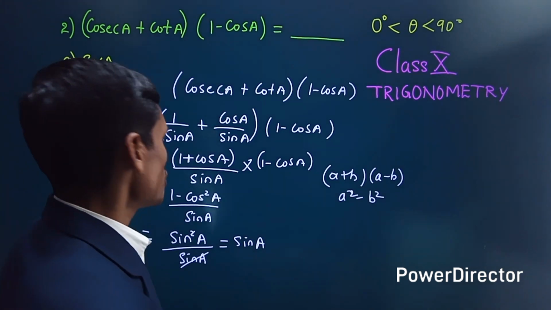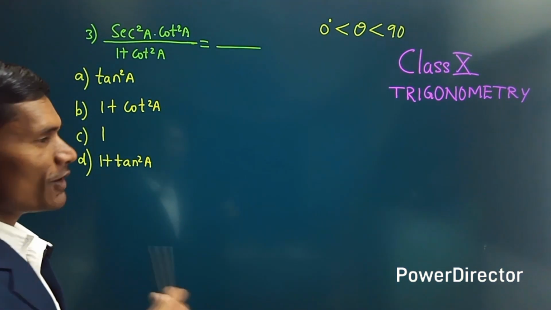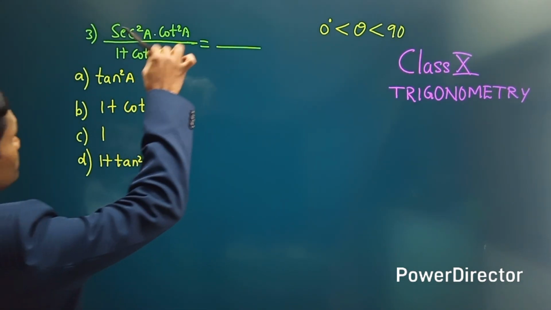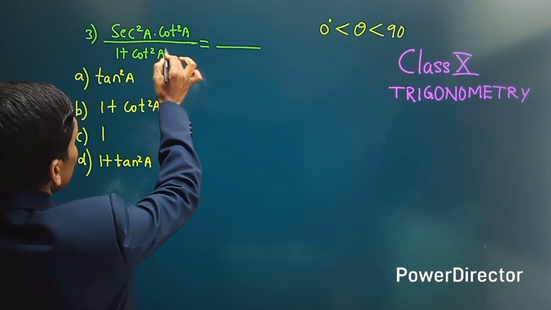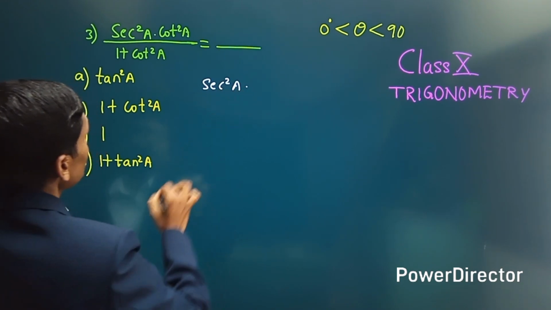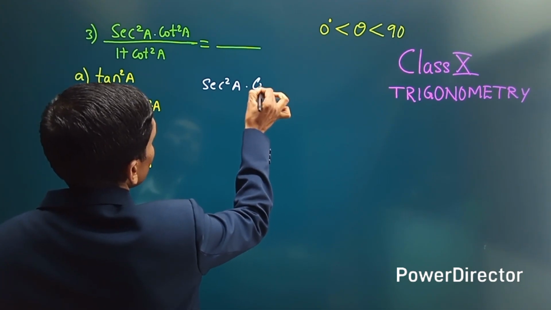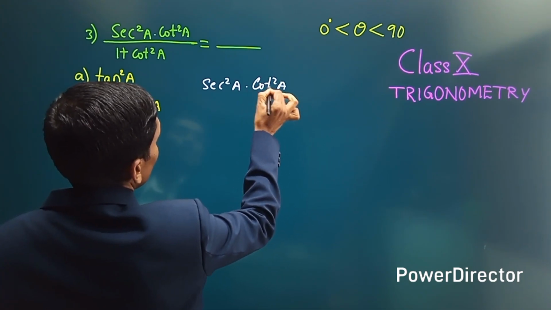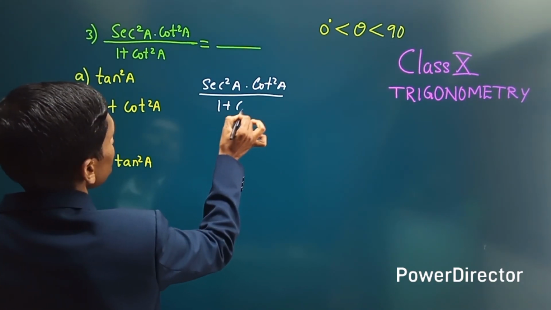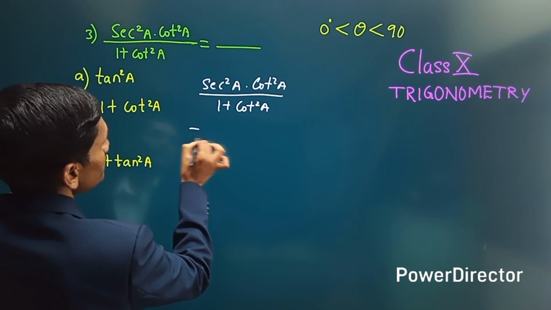Okay. So you have to go ahead with the next problem so that you can try before me. You have to solve. See, try it once. I will also solve. Going ahead, here is sec square A into cot square A divided by 1 plus cot square A, right? How do you do this?